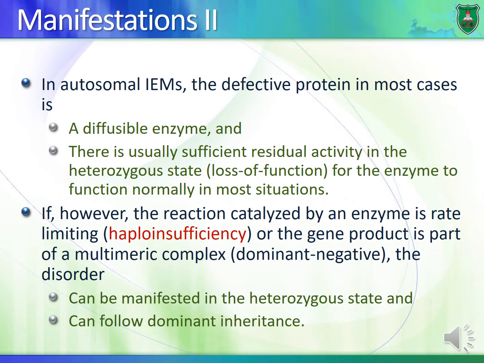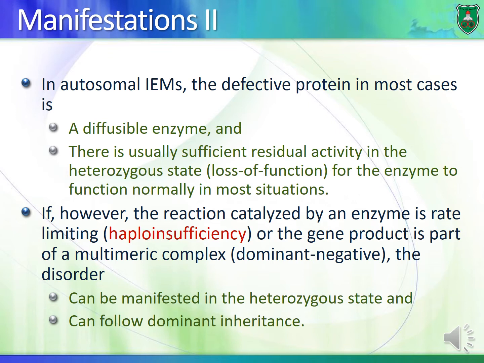Now, in autosomal inborn errors of metabolism, the defective protein or enzyme is usually diffusible, and there could be some loss of function of the enzyme. So sometimes it's not really total loss of enzyme activity. Okay.